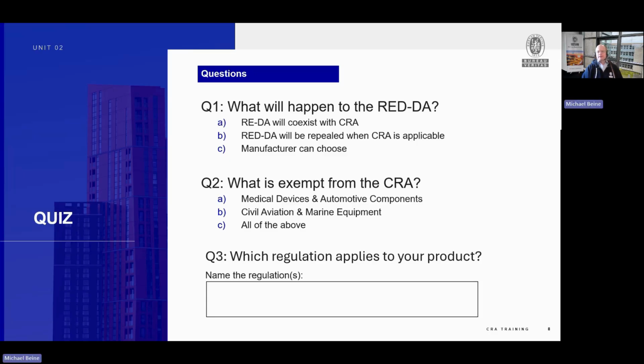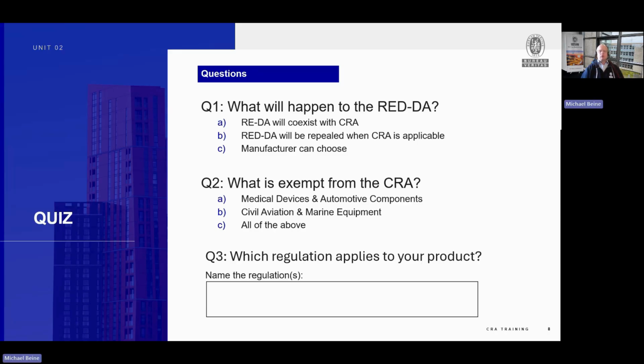Question number 2, what is exempt from the CRA? Is it A, medical devices and automotive components? Is it B, civil aviation and marine equipment? Or is it C, all of the above? Yeah, that's quite straightforward. As I described before, it is all of the above. All these are types of equipment where the CRA does not apply.